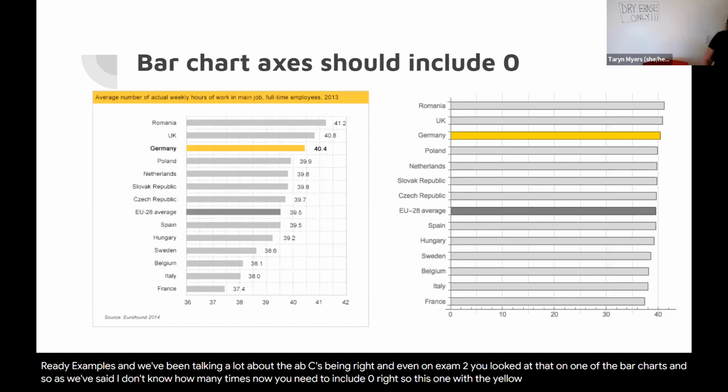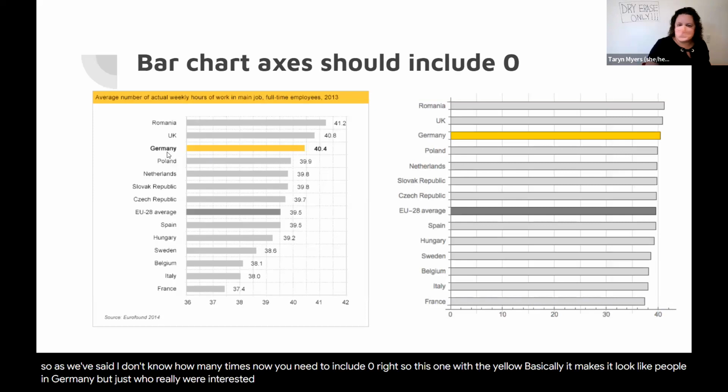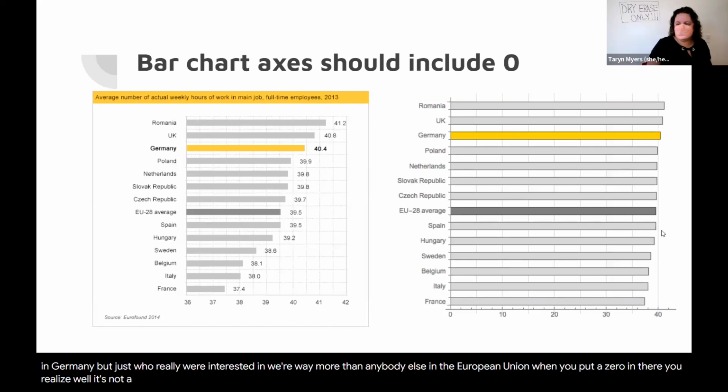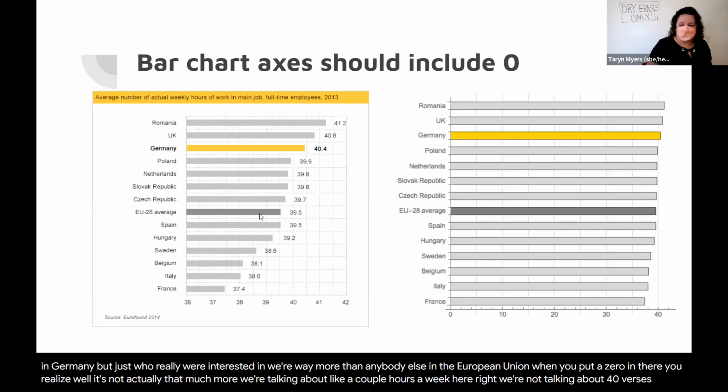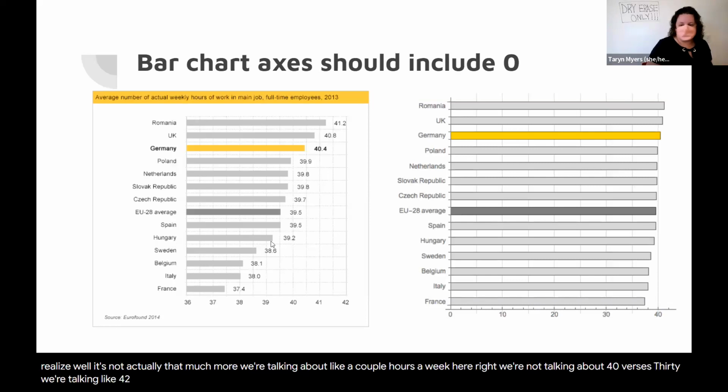And basically, it makes it look like people in Germany, which is who they were interested in, work way more than anybody else in the European Union. And when you put a 0 in there, you realize, well, it's not actually that much more. We're talking about like a couple hours a week here, right? We're not talking about 40 versus 30. We're talking like 40 versus maybe 38, right? And so, you know, perhaps not as idyllic as they're trying to make it out to be.